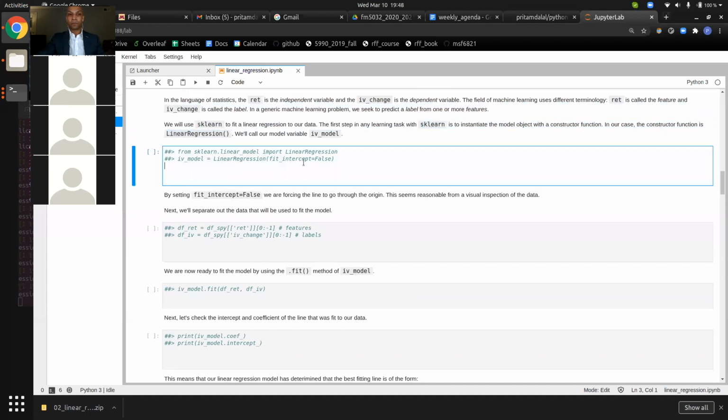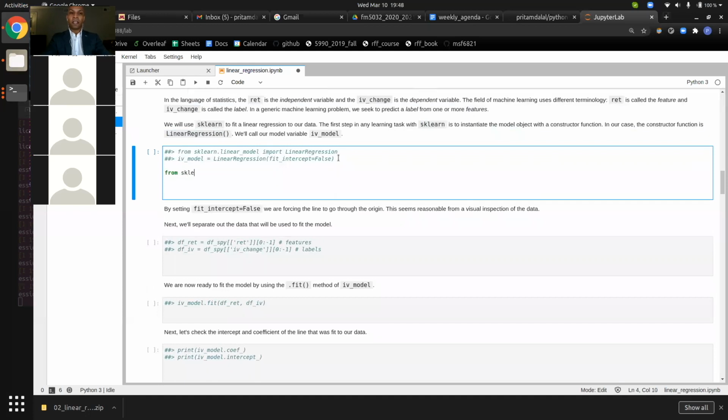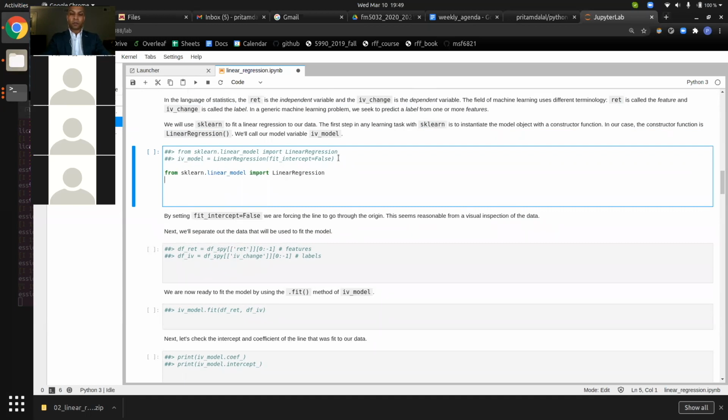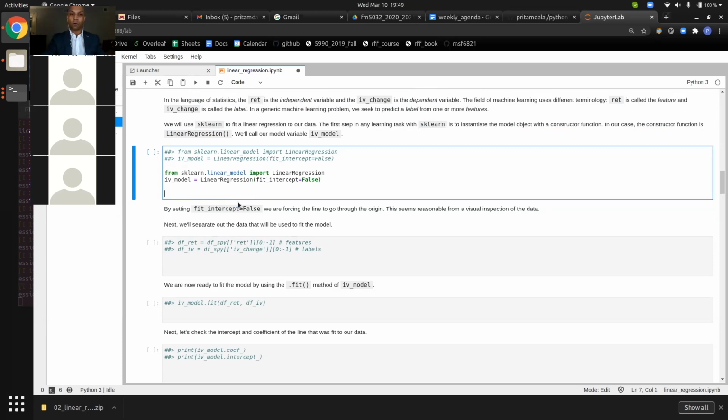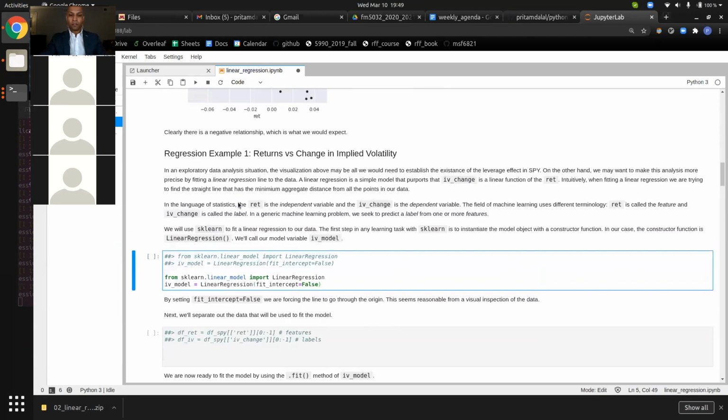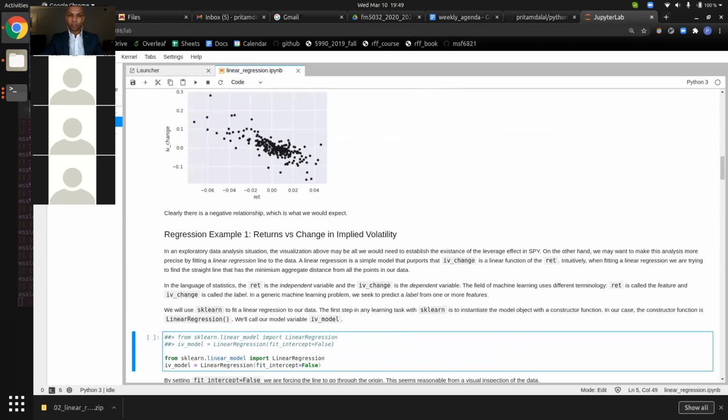So the first step in any machine learning technique with sklearn is to instantiate the model object with a constructor function. So our constructor function is called LinearRegression, and it lives inside this linear_model submodule. We're going to put it in a variable called iv_model. So from sklearn.linear_model import LinearRegression. So we're going to import the constructor function from sklearn. iv_model equals LinearRegression(fit_intercept=False). What this fit_intercept=False does is it just says we're going to force the line to go through the origin, which looks fairly reasonable just by visual inspection. It looks like this thing does really go through the origin.